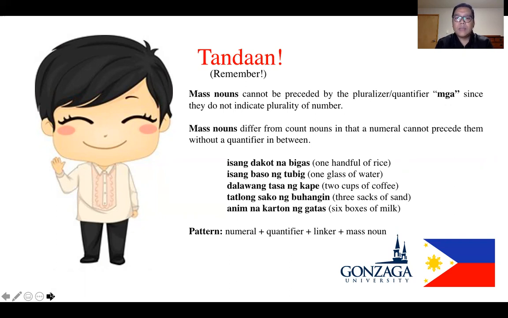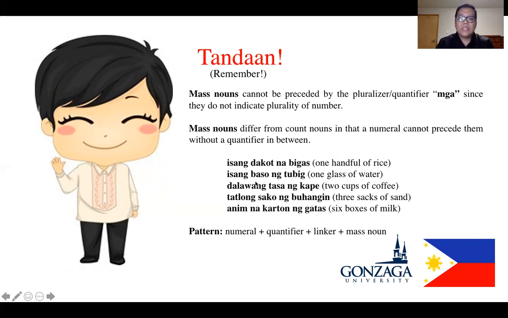Okay? Mass nouns differ from count nouns in that a numeral cannot precede them without a quantifier in between. For example, if we say isang dakot na bigas, we say one handful of rice, but you cannot say isang bigas, right? Because bigas is uncountable, you cannot count it. So in order for us to be able to use isa, which is a numeral here, we have to insert dakot, meaning handful, to quantify rice. So that's why we say isang dakot na bigas, one handful of rice, and not isang bigas.